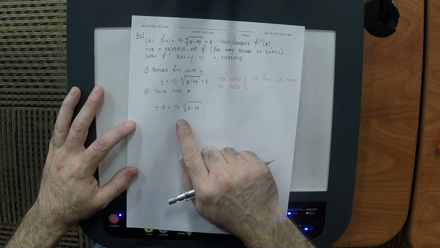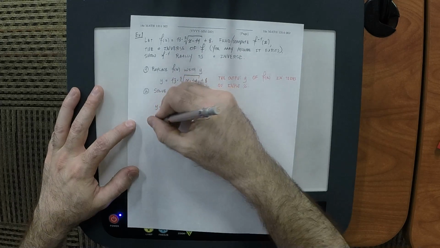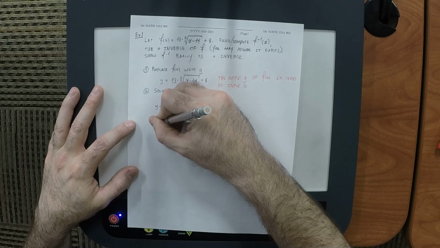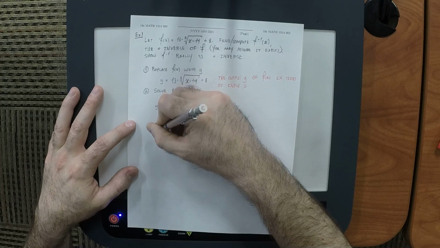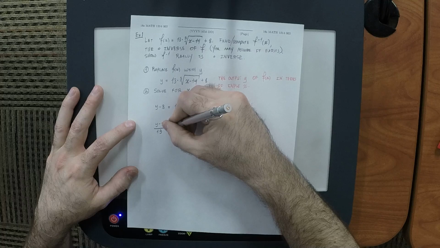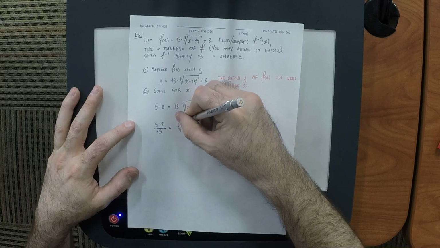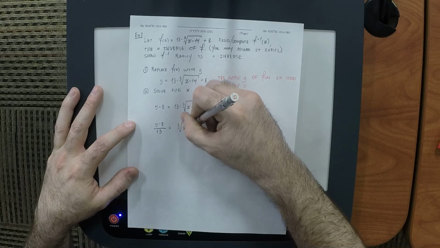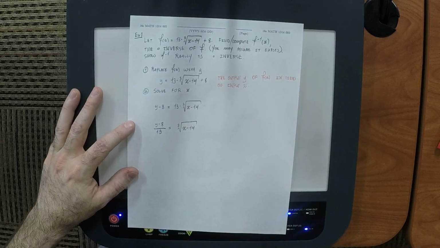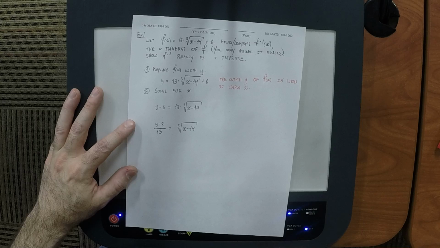Okay, now what? Divide by 13. So all of that over 13. And then cube root x minus 14. Okay. Now what?